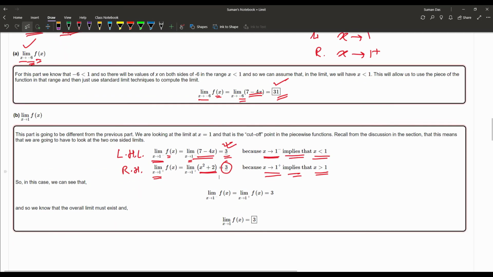So now we are getting that the left hand limit is 3 and the right hand limit is also 3. So we can simply say the overall limit must exist, and that is true, and the limit as x tends to 1 of f(x) is equal to 3. That is the same for the right hand and left hand.